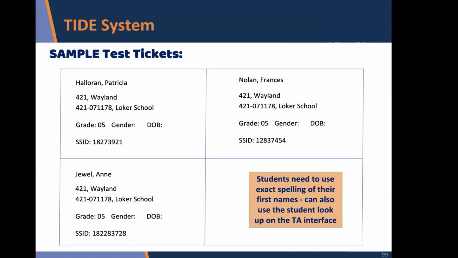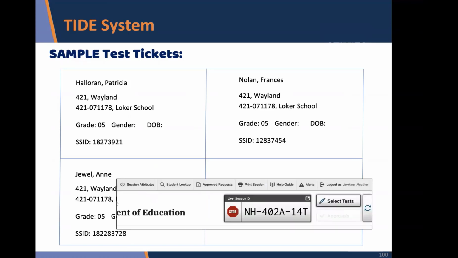So again, students need the exact spelling of their first name and they need their SSID. In the TA interface, where I have my session ID, there's this little area that says student lookup. So if you are in your classroom and a student is having a hard time logging in and you haven't been able to figure it out, you can look them up there to make sure that you have all of their information and are able to get them in.